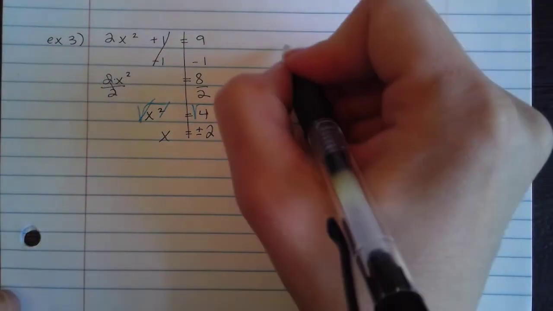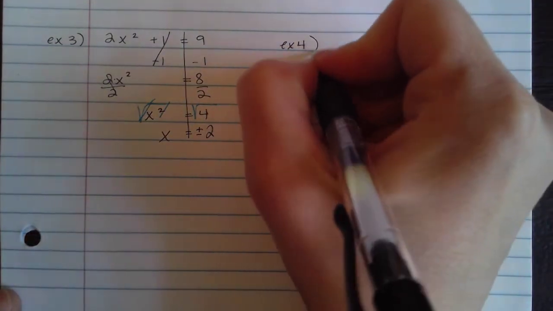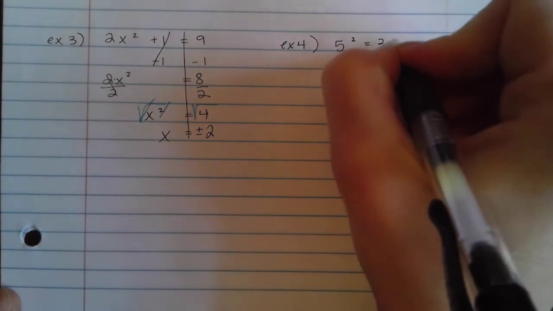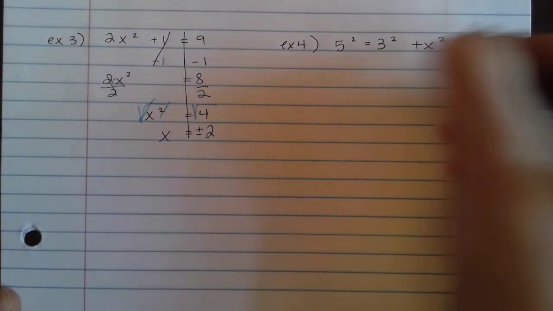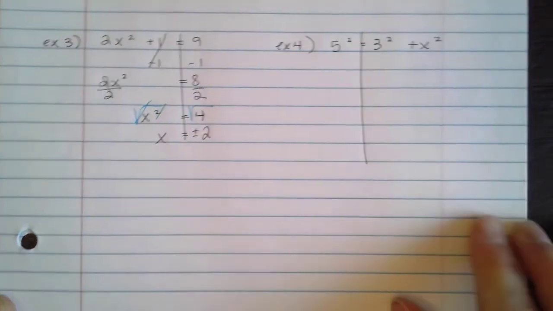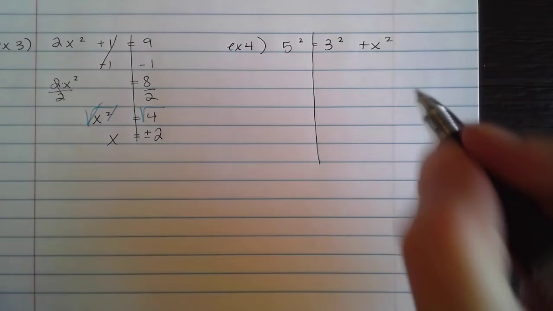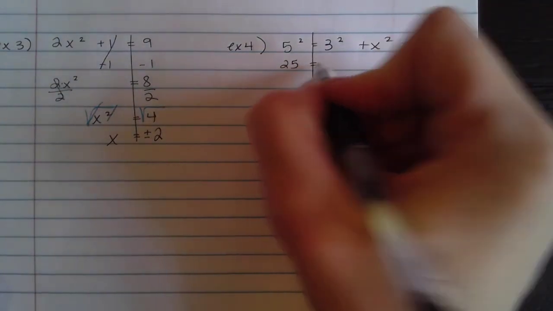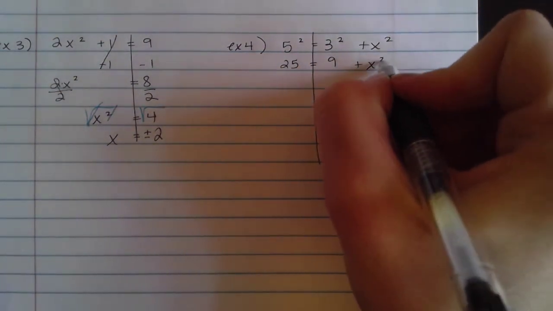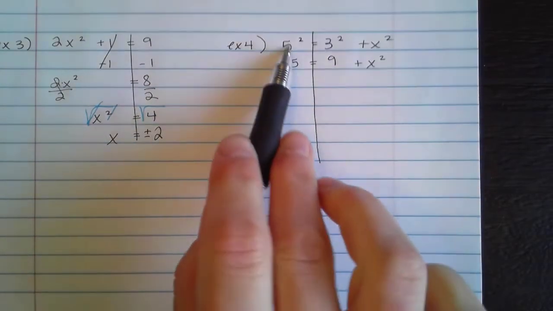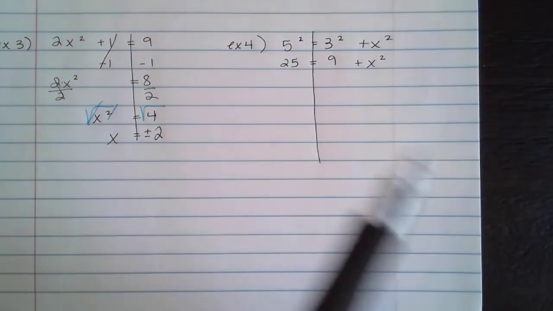I'm running out of room, so I'm going to do another example over here. And this will be our last one. 5 squared is equal to 3 squared plus x squared. Is x squared by itself? No. You know what? This might be easier. Why don't we change this to numbers? Because if we can, why not? That's going to be the easiest way of doing everything. You could write 5 squared minus 3 squared, but this is way easier.